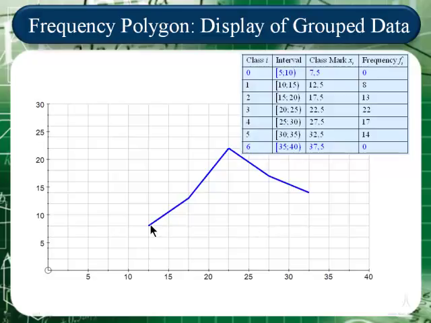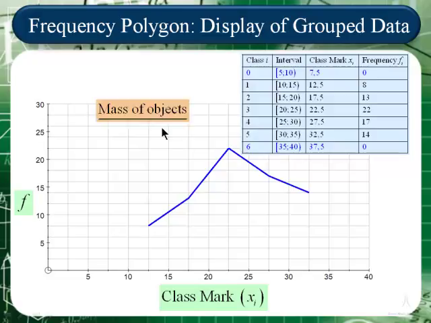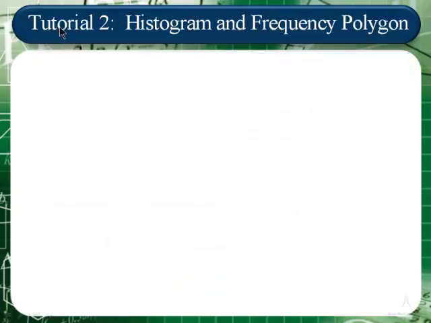frequency polygon on the left, and we need to anchor it on the right. Of course, you need to have the label, the frequency, class mark, and a suitable heading, and then it needs to be anchored. And to do that, of course, we've added the 2 additional classes. So we anchor it at 37.5 and at 7.5. We're now in a position to tackle tutorial 2, where the focus is on a histogram and a frequency polygon construction for group data.